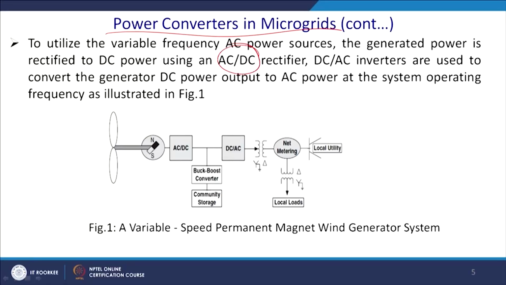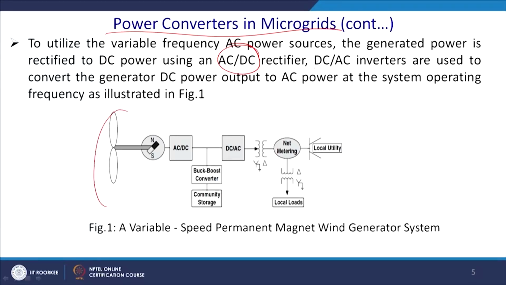To utilize the variable frequency AC power sources, the generator power is rectified to DC power using an AC to DC rectifier, that is a simple rectifier, and thereafter a DC to AC inverter is also used to convert the generator DC power to AC power at the system operating frequency, as illustrated in the system.